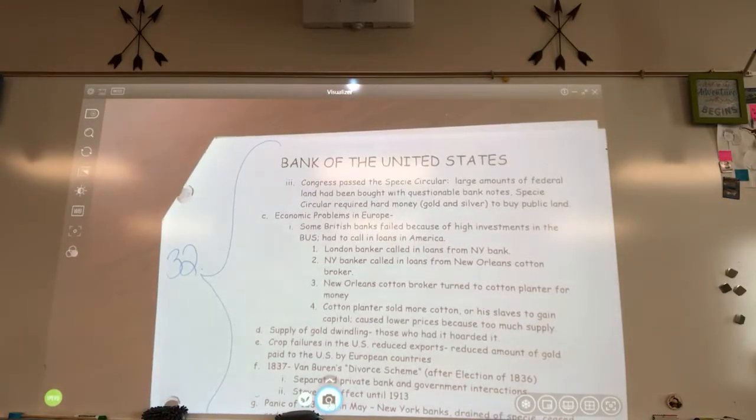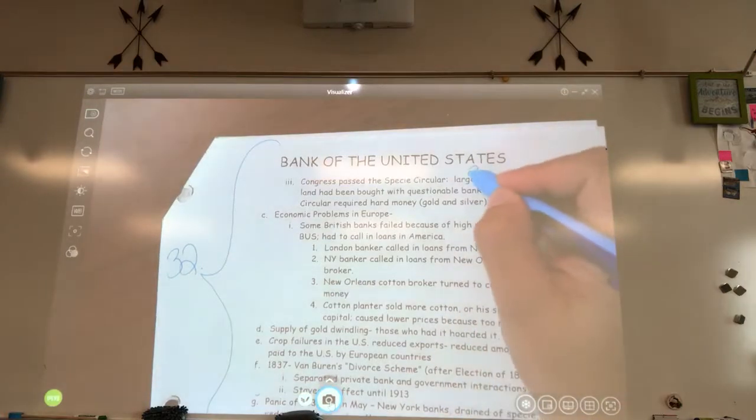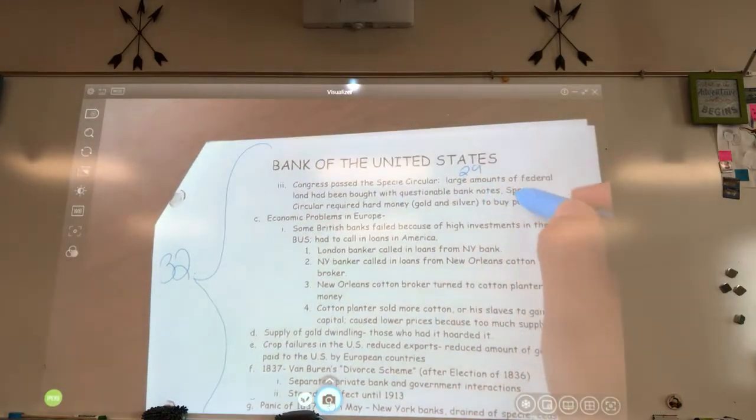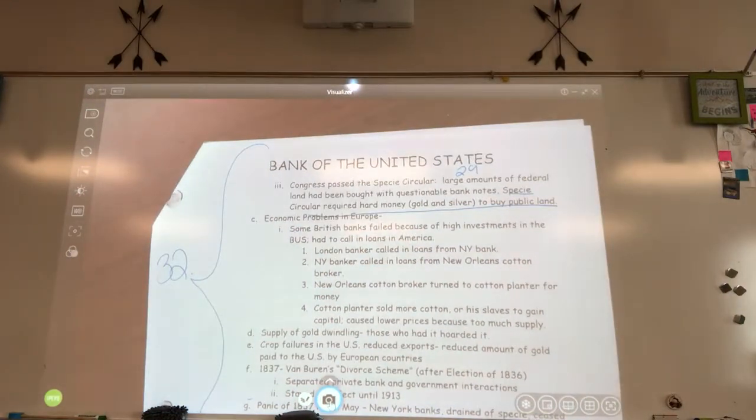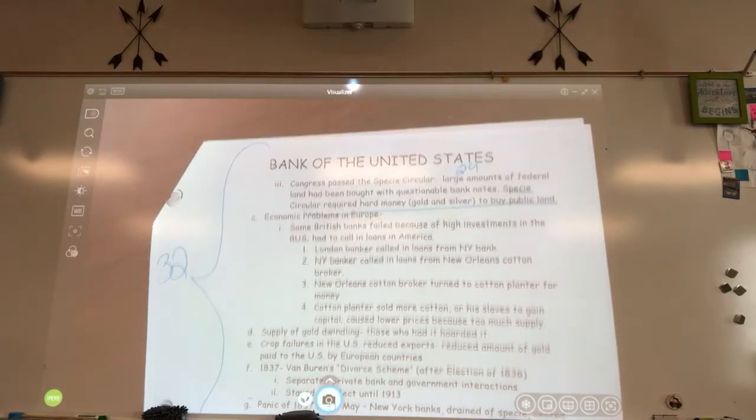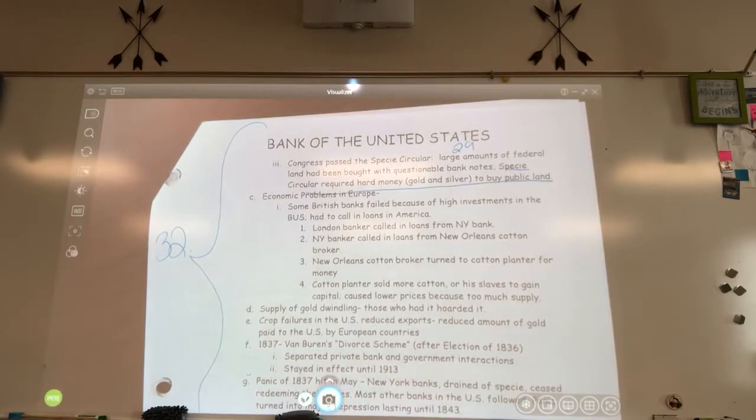We're gonna see Congress will then pass the Specie Circular Act, which was one of your questions on your study guide. We're gonna see that this Specie Circular, this was number 29, required that people pay hard money to buy public land. So people are gonna pay that, but what happens to the money supply now? It goes down.